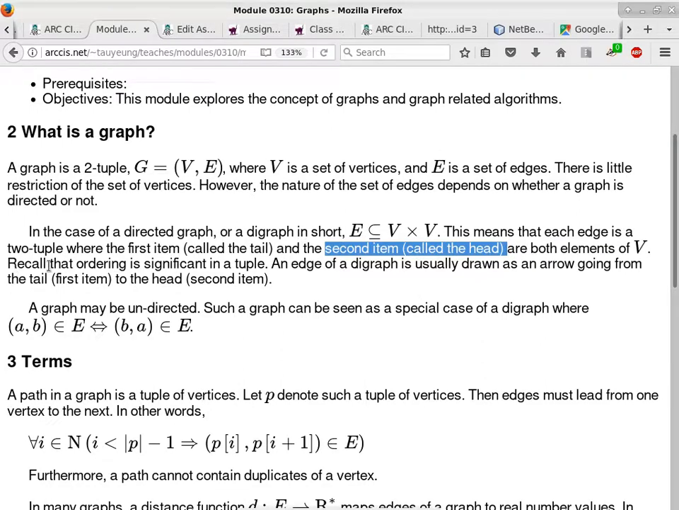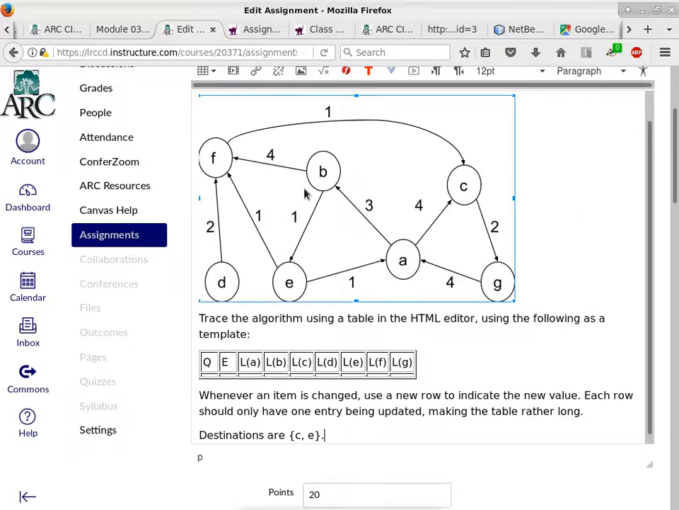Recall that ordering is significant in a tuple. An edge of a digraph is usually drawn as an arrow going from the tail, which is the first item of the two-tuple, to the head, which is the second item of the two-tuple. So getting back to our homework assignment, we have an edge from A to B. The two-tuple corresponding to that is just open paren, A, comma, B, close paren. That represents this particular edge here, the edge that has a distance of 3. Is that okay?